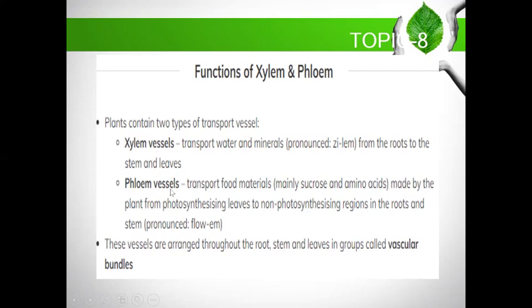Now the second type of vessel system is the phloem vessels. Phloem vessels transport food material, specifically sucrose and amino acids, which are made by the plant from photosynthesis, from photosynthesizing regions to non-photosynthesizing regions in the roots and stem. These vessels are arranged throughout the roots, stem, and leaves in groups called vascular bundles, meaning xylem and phloem vessels are collectively known as vascular bundles. So you should know the difference: xylem vessels are responsible only for transporting water and minerals, and phloem vessels are responsible for transporting amino acids and sucrose. Now come to the next one.